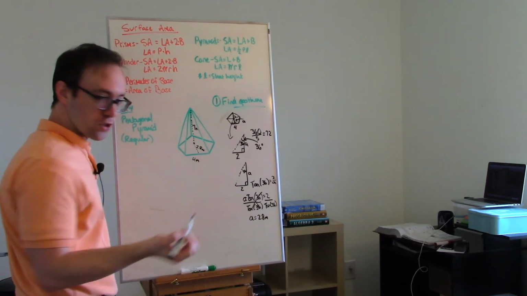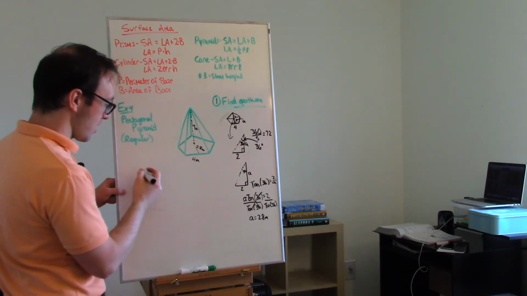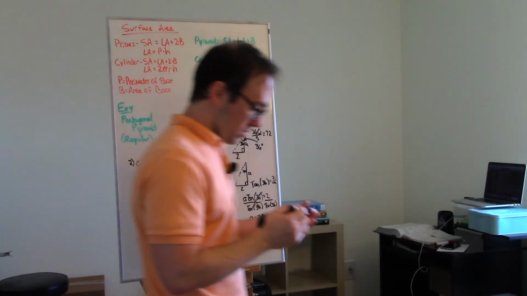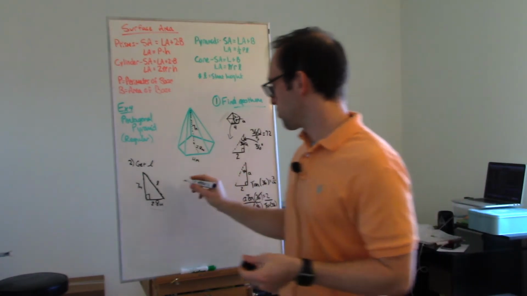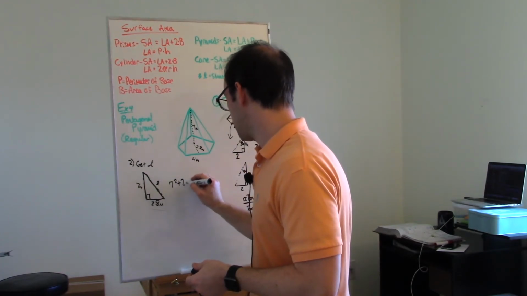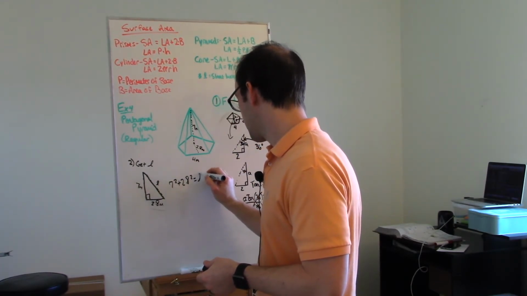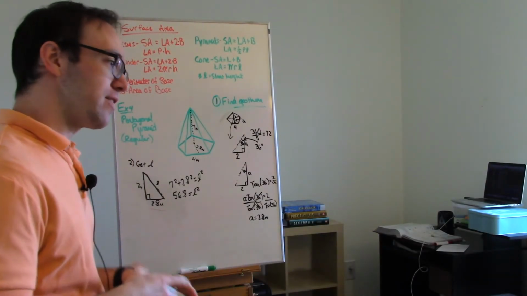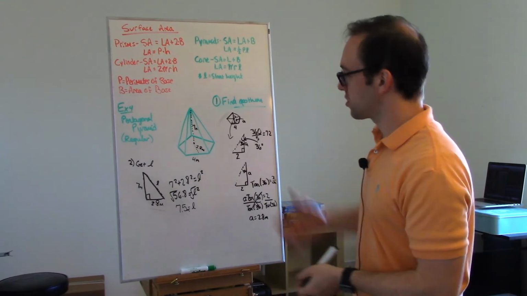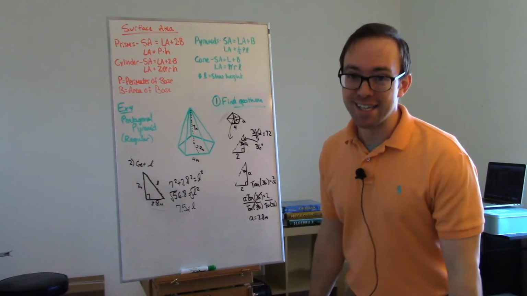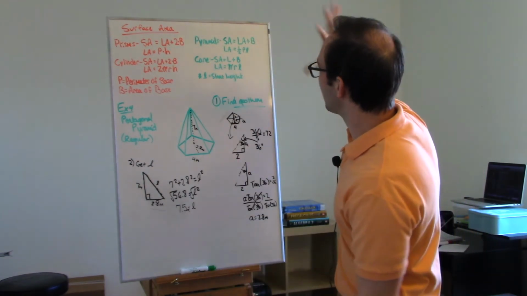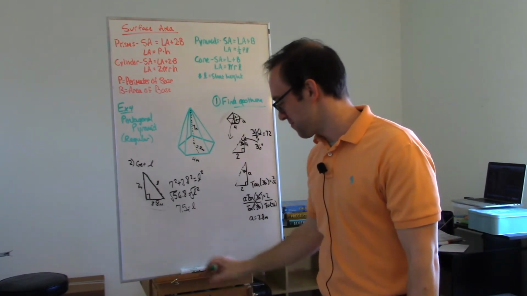So now the apothem is 2.8 meters, and we have a triangle here. So now that we found the apothem, we're able to go in and get our slant height. Simply use your Pythagorean theorem, 7 squared plus 2.8 squared equals L squared. So 56.8 equals L squared, and then square root both sides. So 7.5 meters equals your slant height. Now we have everything we need to finally plug it into the surface area and the lateral area.